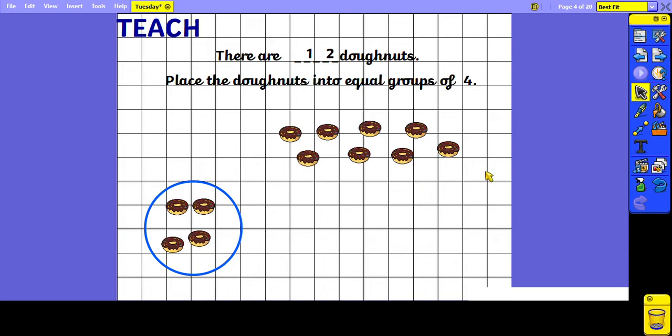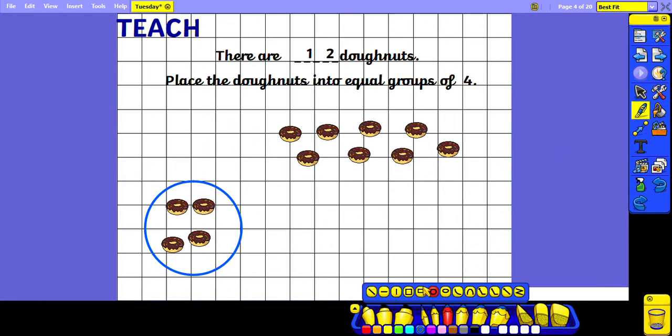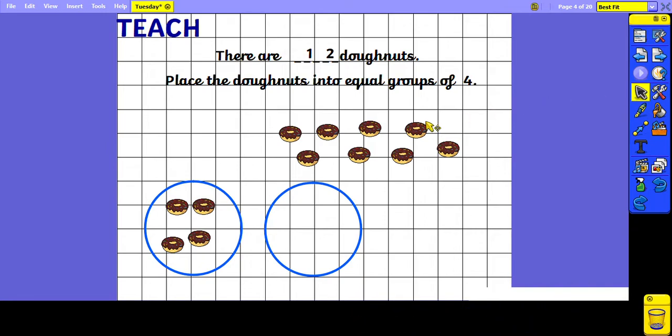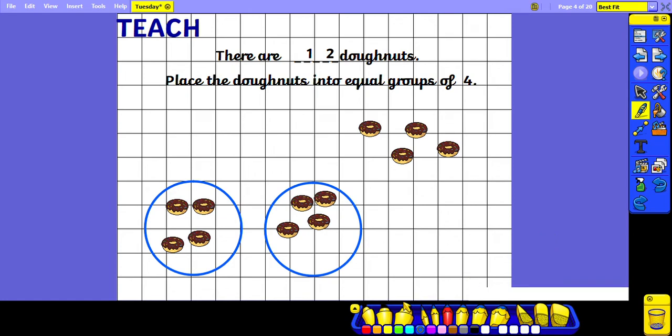So we've got quite a few donuts left, so we can make another group. We have to make sure we've got 4 in this group as well because the group should be equal. So 1, 2, 3, 4. And as you can see, we've got 4 donuts left over, so enough for one more group.